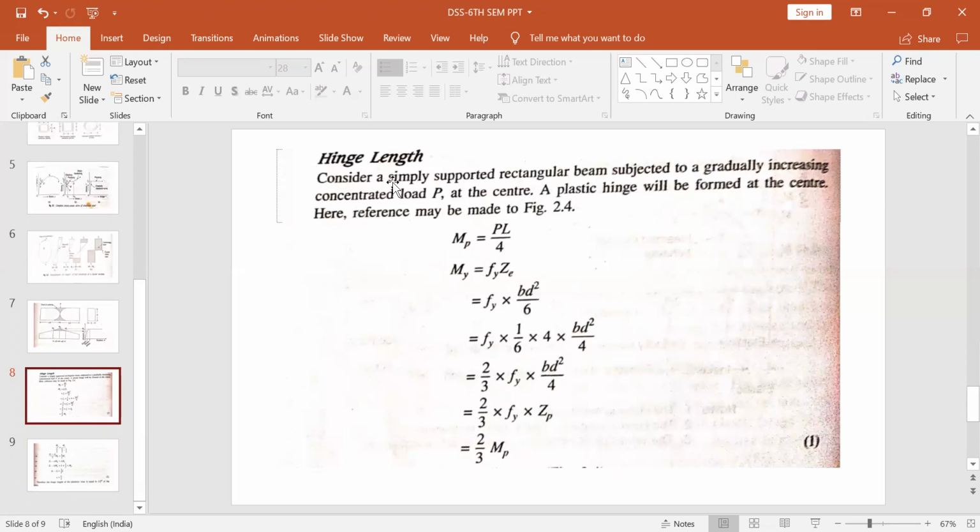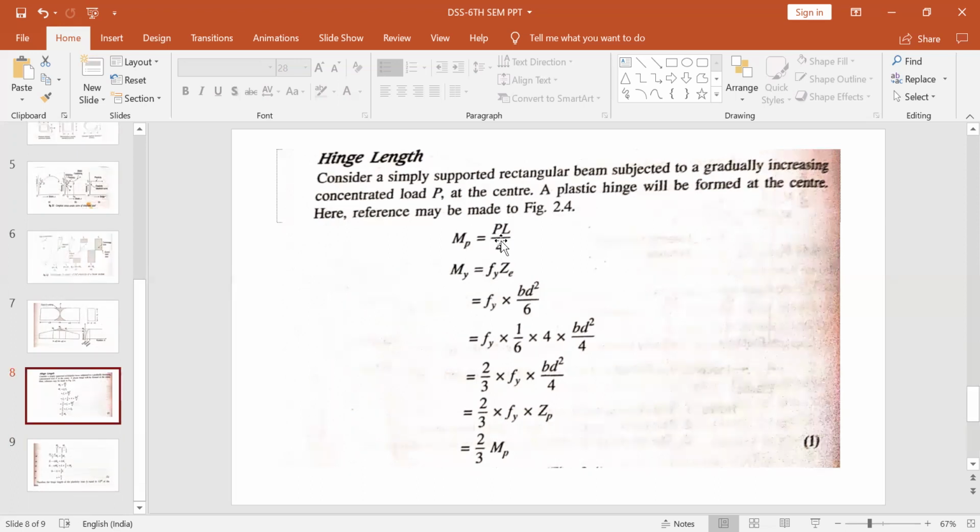So now, how to find the hinge length? Consider a simply supported rectangular beam subjected to gradually increasing concentrated load at the center. Now the plastic hinge will be formed at the center. So the plastic moment MP will be WL by 4. What is the moment at the center? Reaction will be W by 2, so W by 2 into L by 2 will be WL by 4.